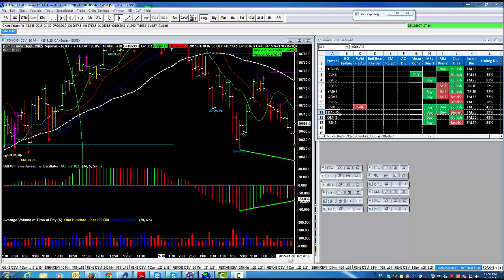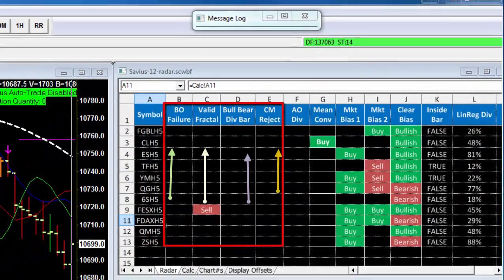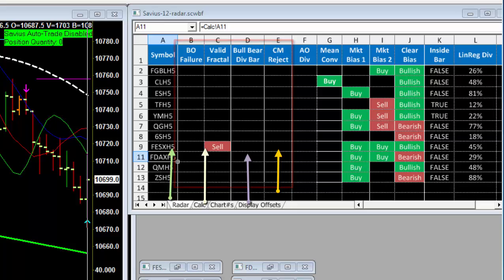We have four main momentum signals: the BO failure, breakout failure, the valid fractal breakout, bullish and bearish divergence bars, and the clear method rejection. Those are the signals that you will find on columns from B to E on your radar screen.